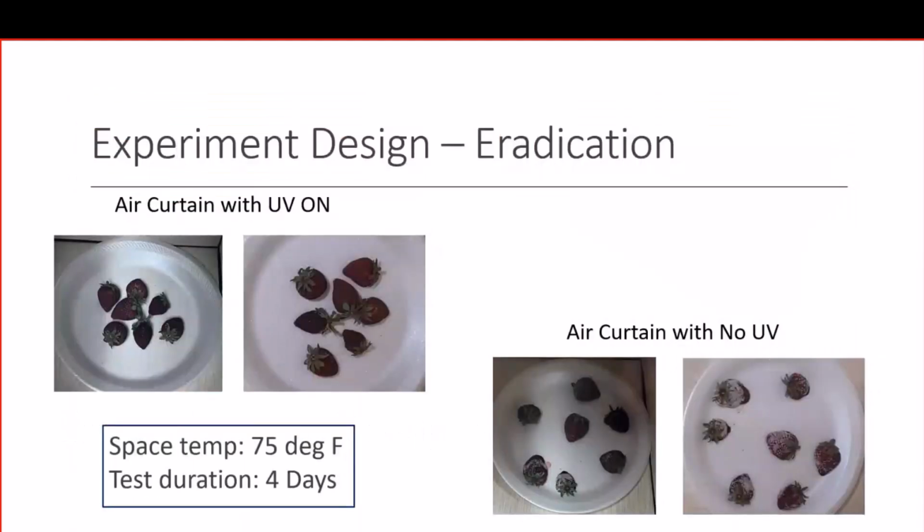Okay, again, the top two images are the strawberries inside the chamber with UV on, and the bottom two are the same similar test, but with no UV. You can clearly see within 4 days, in the images on the bottom, the mold is clearly visible. And when the UV is on in the other chamber, there is no mold growth on both the dishes that you can see here. Okay, can you go to the next slide?